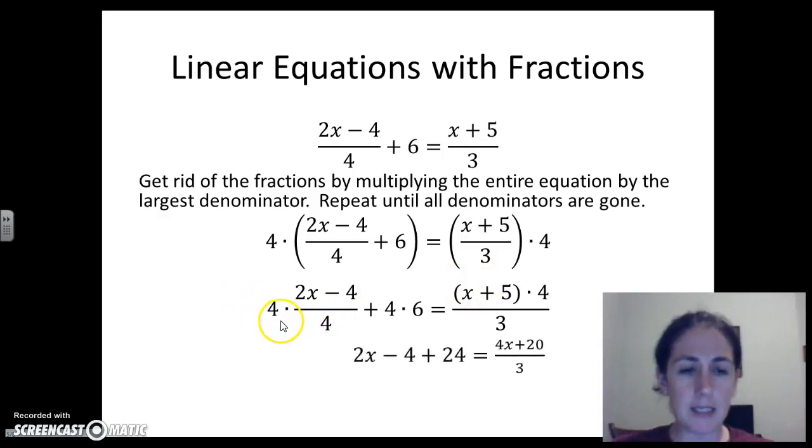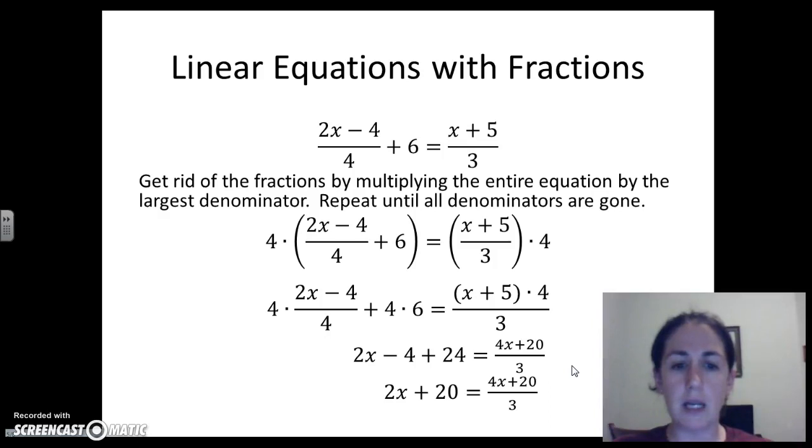These 4's are going to cancel, and we're left with 2x minus 4, and then the 4 times 6 gives us this 24. And then we distribute the 4, and we have 4x plus 20 over 3. Combine like terms. 2x plus 20 equals 4x plus 20 over 3.